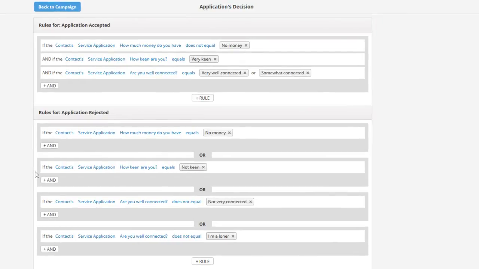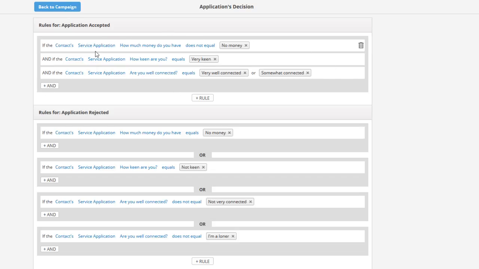So for the application to be accepted, all of these conditions have to be true. So they have to tell us that they have either some money or lots of money. So if their answer to how much money do you have equals no money, then they should be rejected. To be accepted, they also have to be very keen, and they also have to tell us that they are very well connected or somewhat connected.